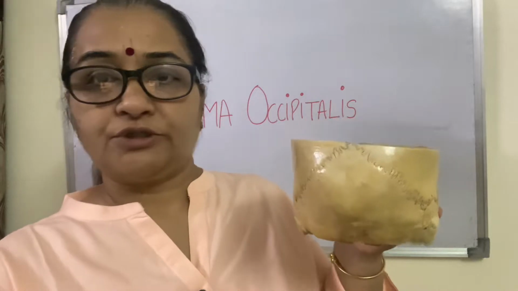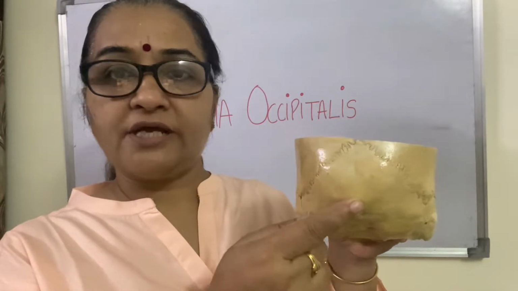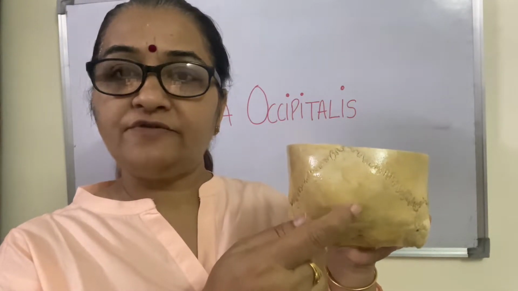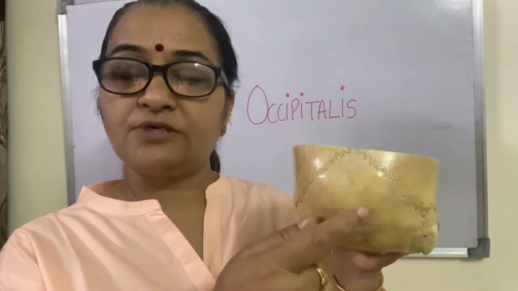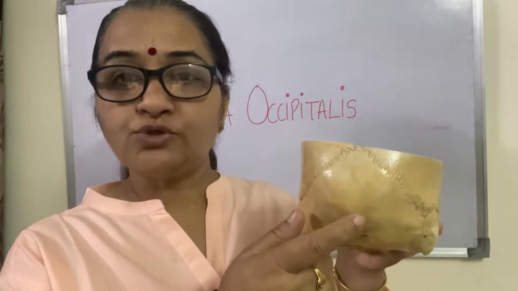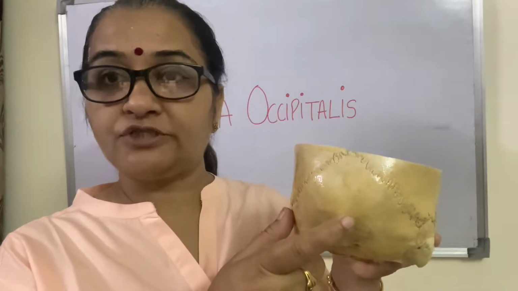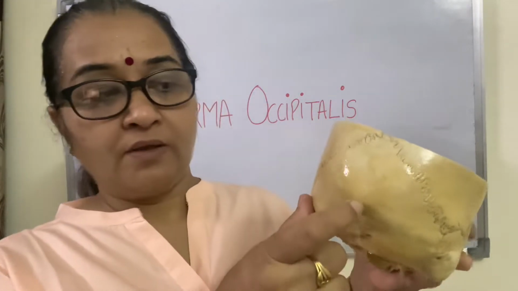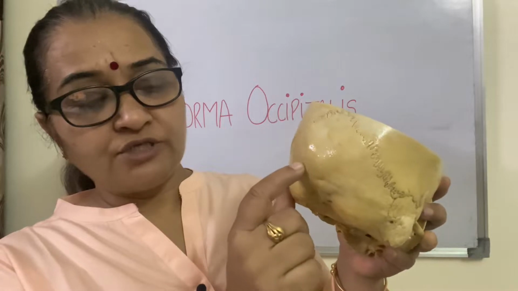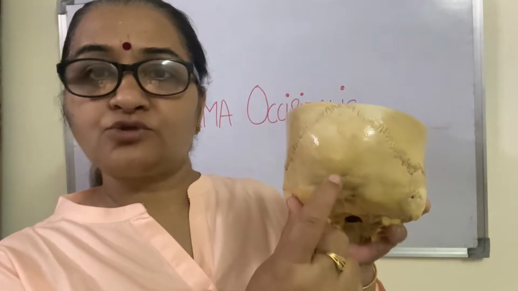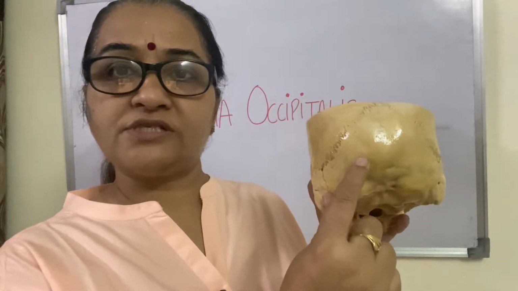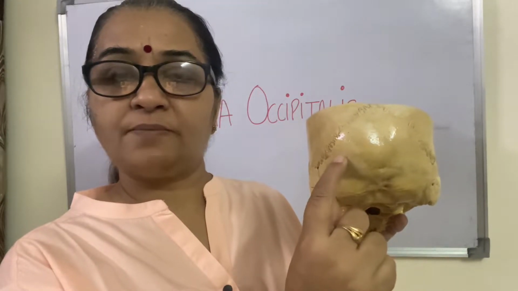Now in this portion, this is known as the external occipital protuberance. This elevation is known as the external occipital protuberance, and the most prominent part of this elevation is known as the inion. And corresponding to this external occipital protuberance, two lines are passing laterally. You can see here, the two lines passing over here.